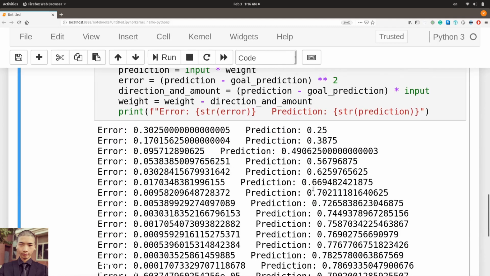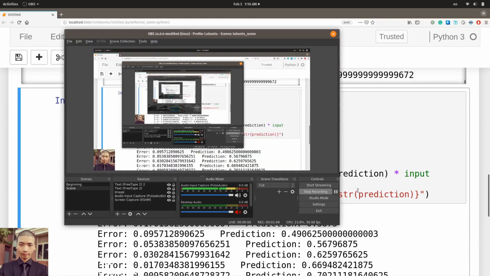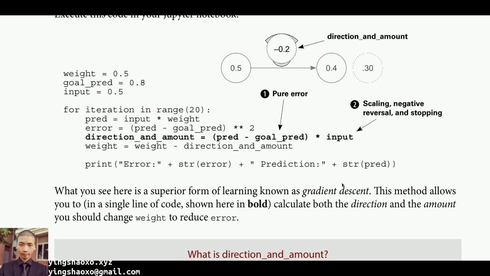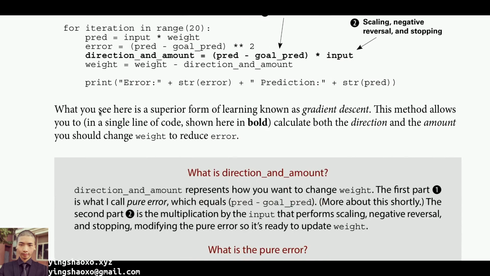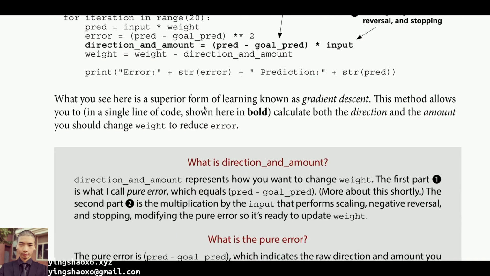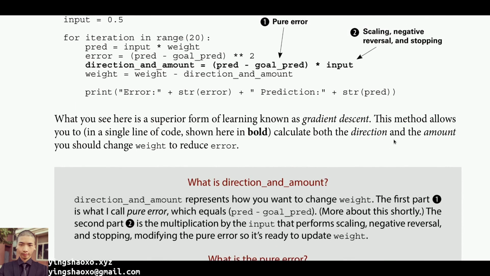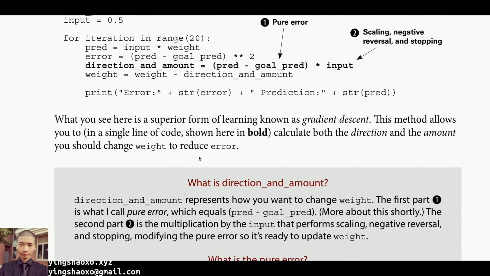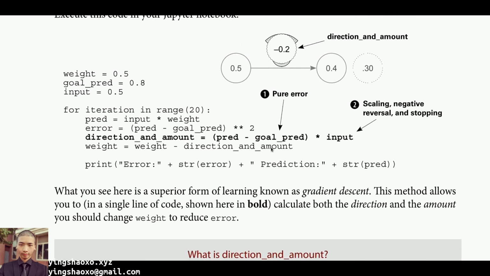Here it is. By using this code, you don't have to calculate it twice. You don't have to calculate the up or down prediction errors. What you see here is a superior form of learning known as gradient descent. This method allows you, in a single line of code, to calculate both the direction and the amount you should change the weight to reduce the error. So it only requires one line of code.